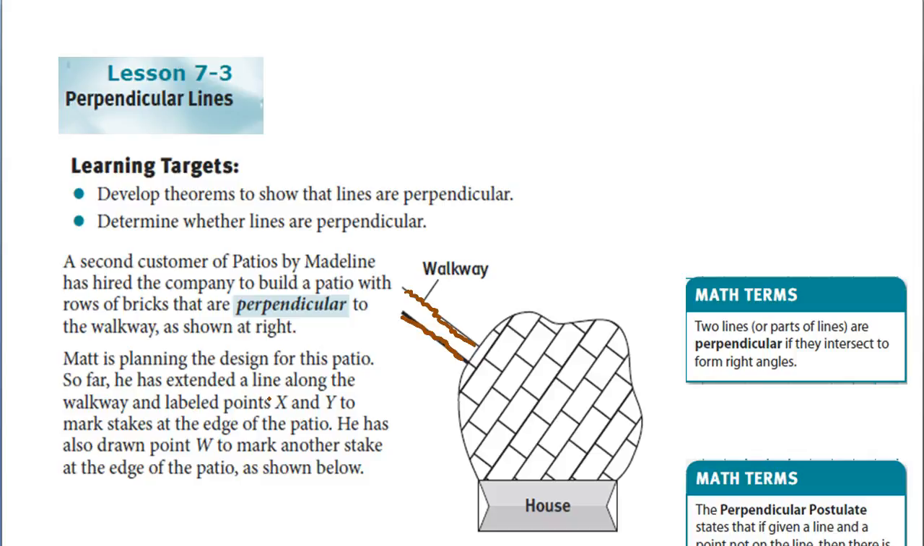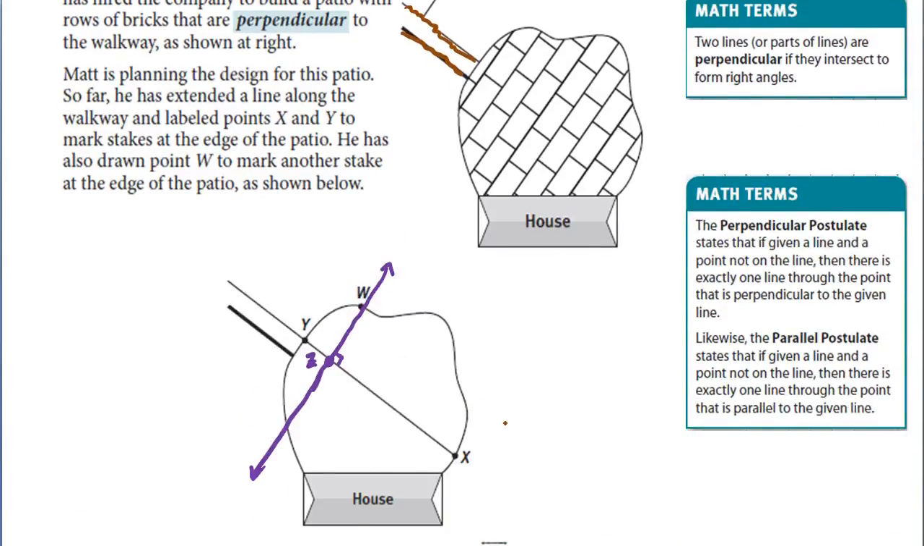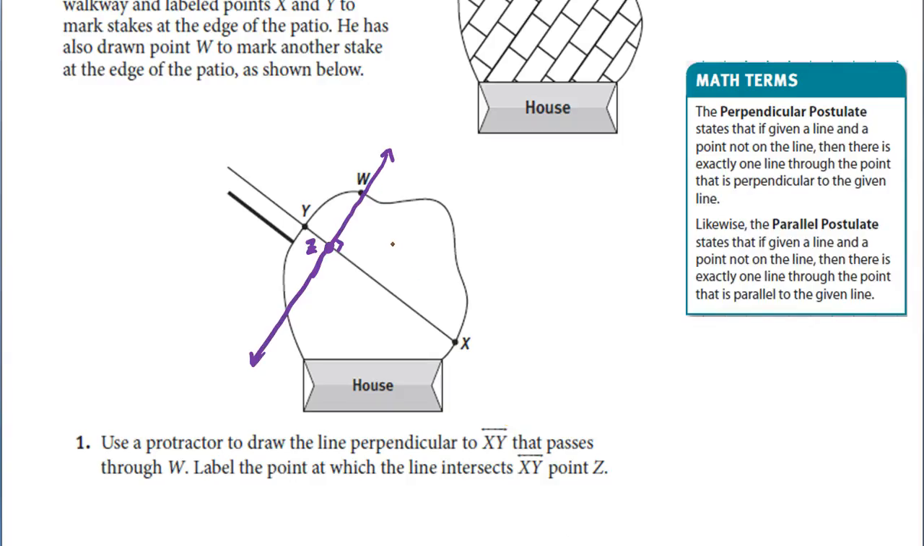So far, he has extended a line along the walkway and labeled points X and Y to mark stakes at the edge of the patio. He has also drawn point W to mark another stake at the edge of the patio, as shown below. So here's the drawing of that patio, but without the outline of the bricks shown. And there is a line that's an extension of the walkway. It's line YX.